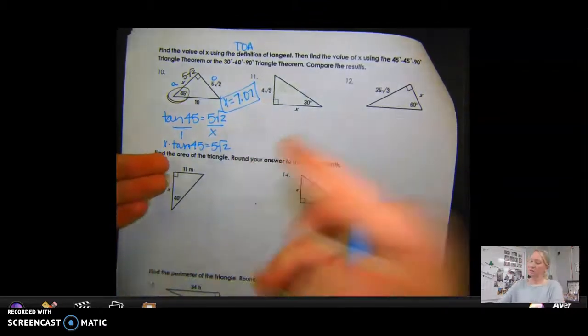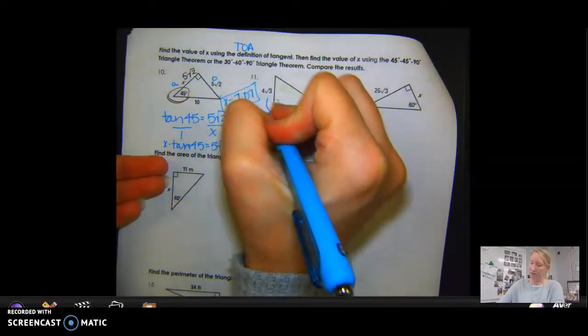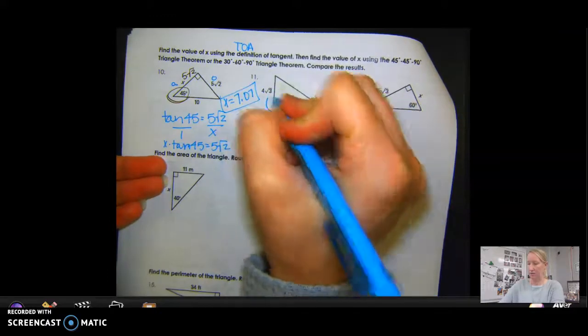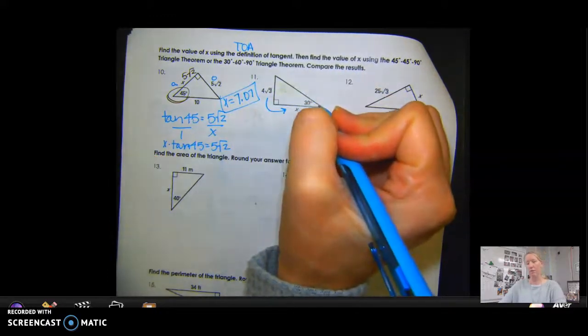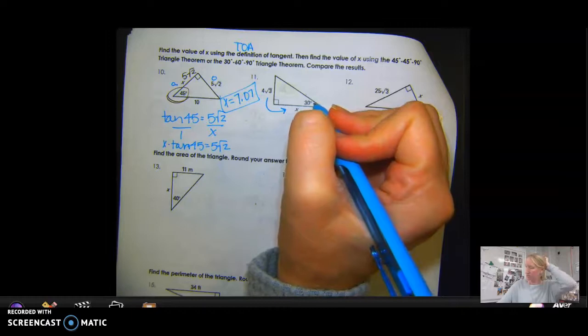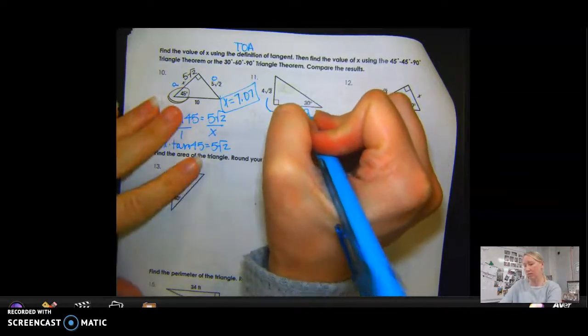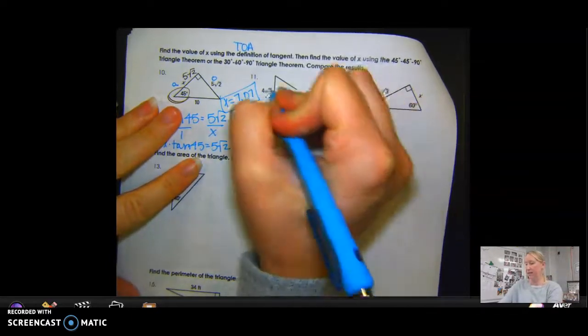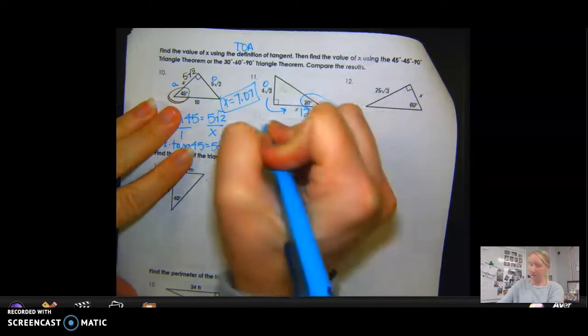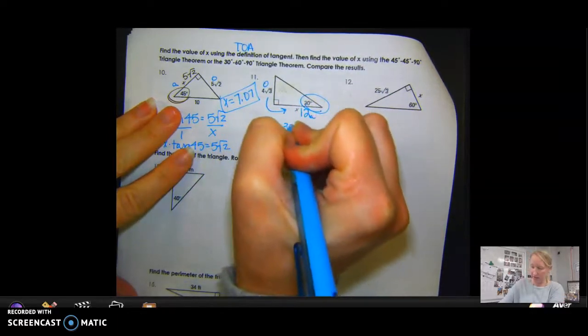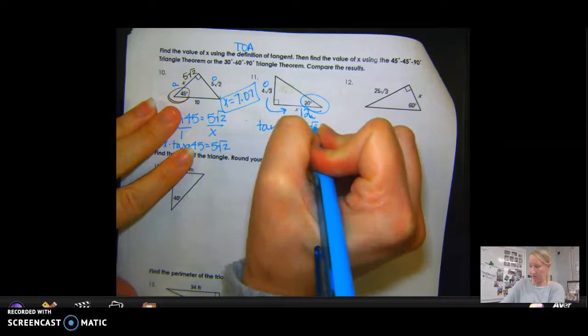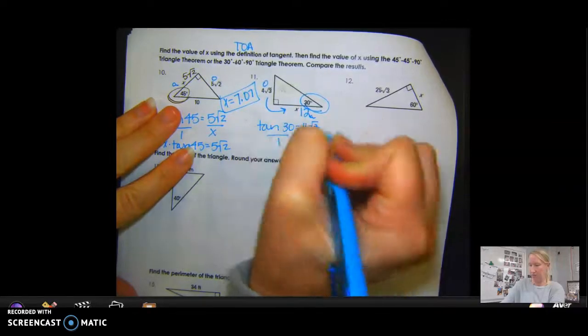Here, this is a 30, 60, 90. To get from small to medium, you multiply by the square root of 3. So that would be 4 square roots of 3 times the square root of 3, which would be 4 square roots of 9. Square root of 9 is 3, so it would be 4 times 3, which is 12. So if I circle this guy, this is opposite, this is adjacent. So it would be tangent of 30 equals 4 square roots of 3 over x. Put this over 1, cross multiply.